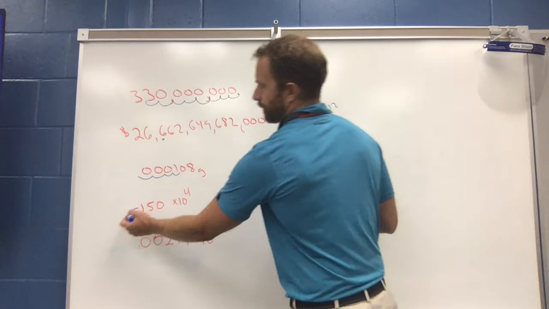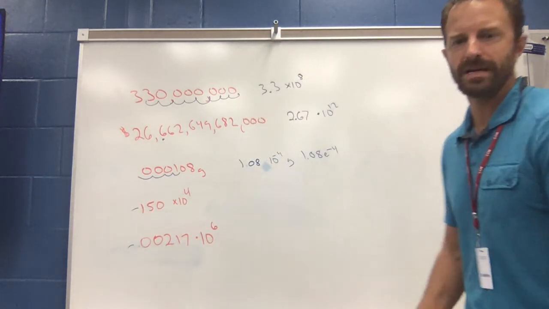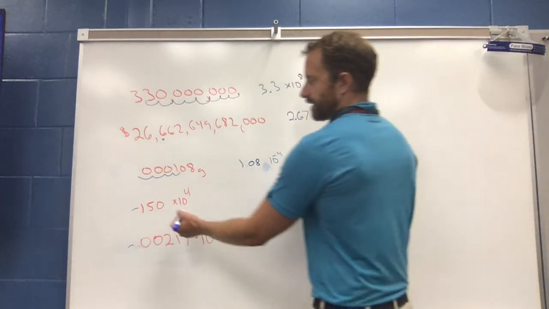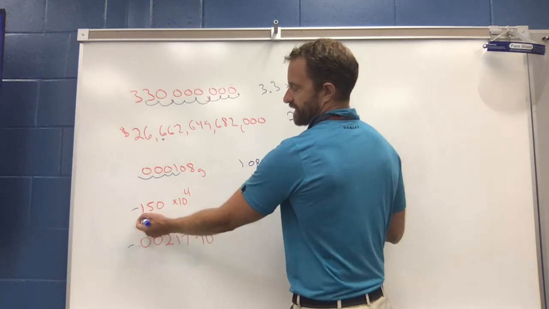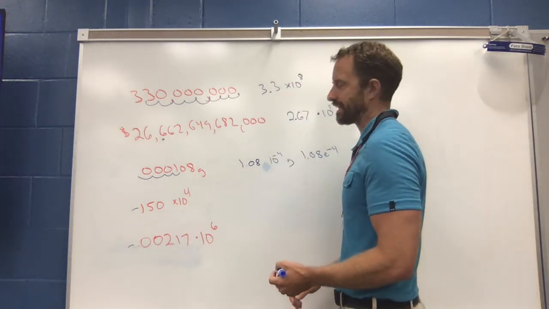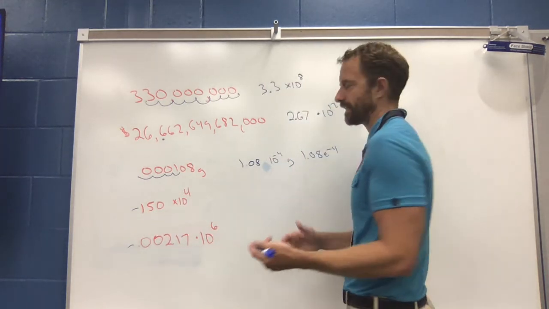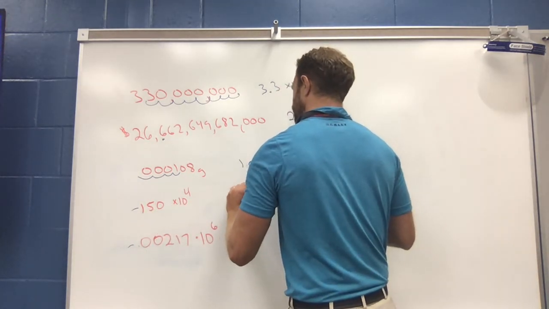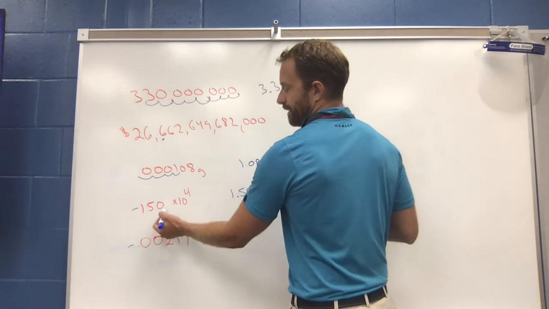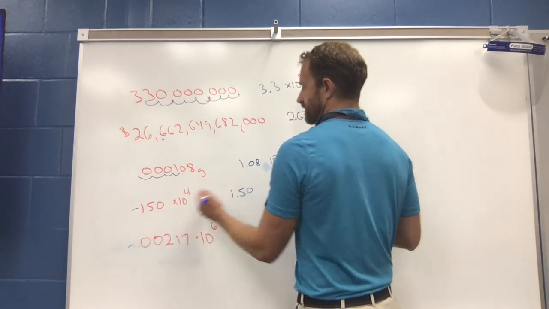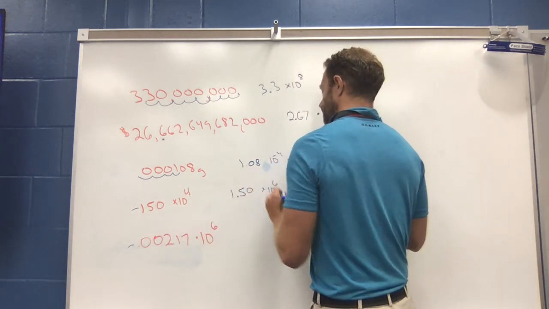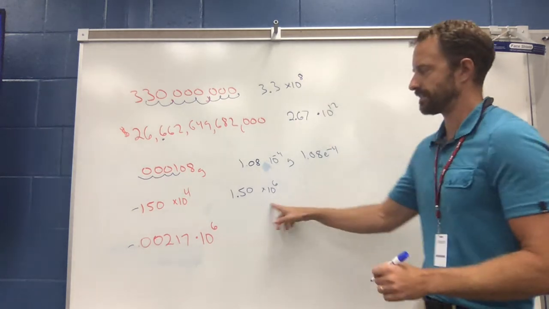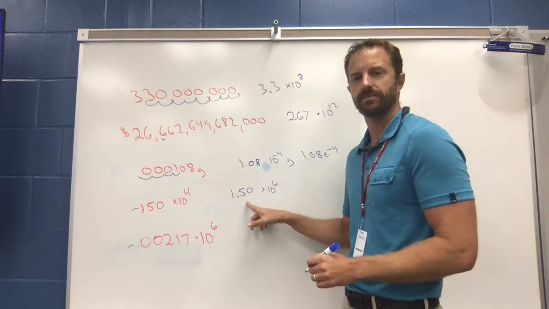So then we've got a couple that are in kind of a mixed notation. Here, it looks like scientific notation, but 150 is definitely not between 1 and 10. So I'm going to move my decimal point over twice here, so I'll make that 1.50. But I made this 2 powers of 10 smaller, so this needs to be 2 powers of 10 bigger. So 1.5 times 10 to the 6th. These two are the same value. This is just improper scientific notation.